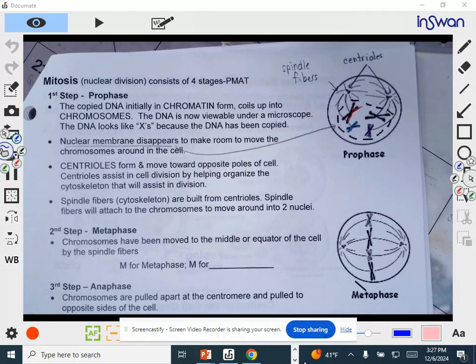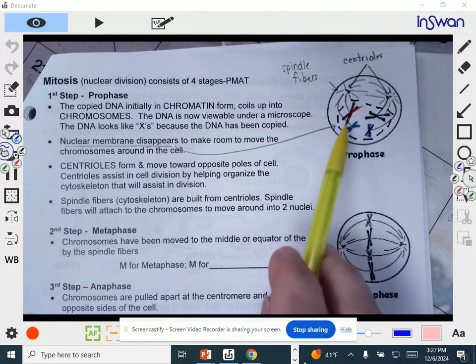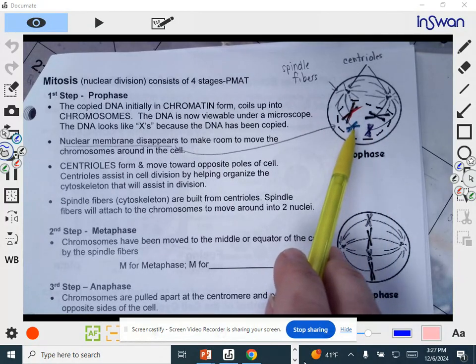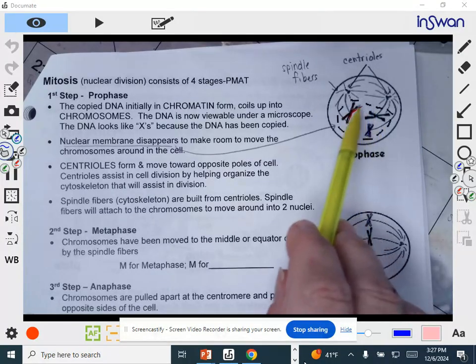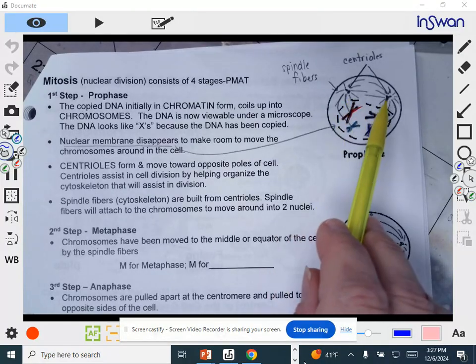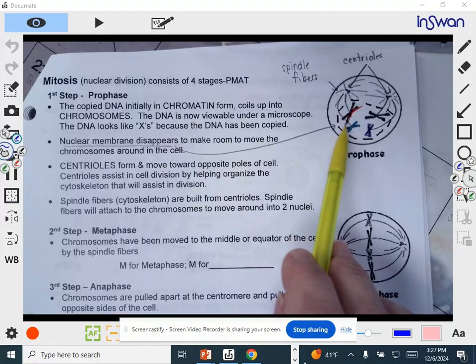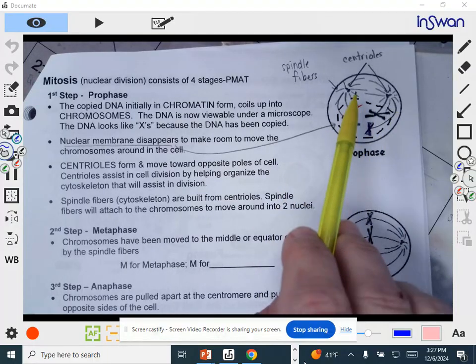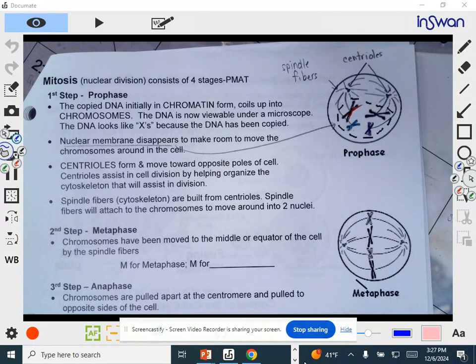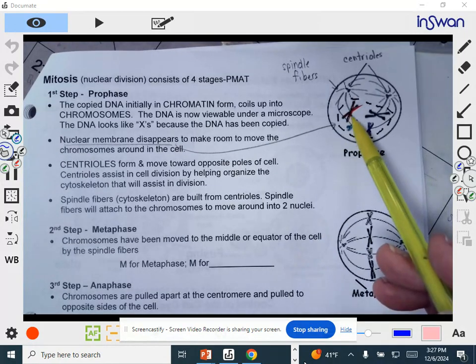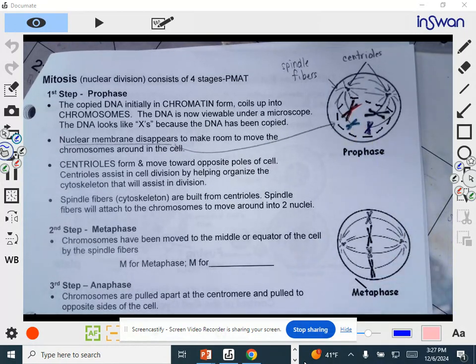All right, so let me recap. Prophase. DNA goes from chromatin into chromosome form. The nuclear membrane is going to disappear. Centrioles will start to move to opposite sides of the cell, and the spindle fibers are going to start to grow. And eventually they're going to hook on to these copied chromosomes, or you can say the sister chromatids.